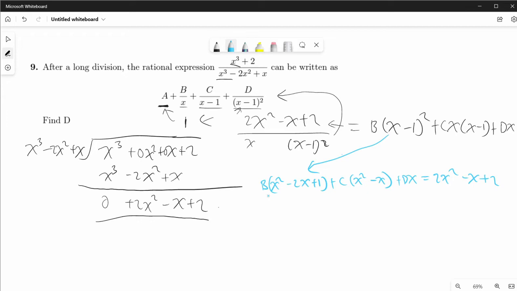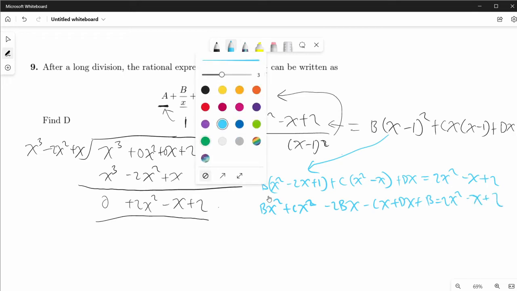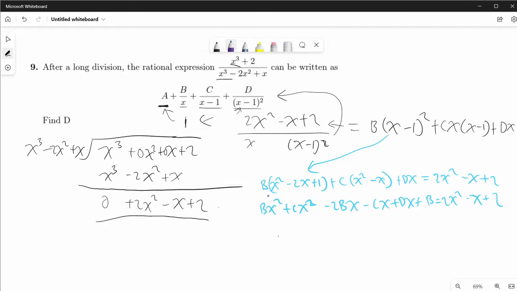So we have bx squared plus cx squared. I'm going to keep the same power polynomials together now. Minus 2bx minus cx plus dx plus b equals to this.